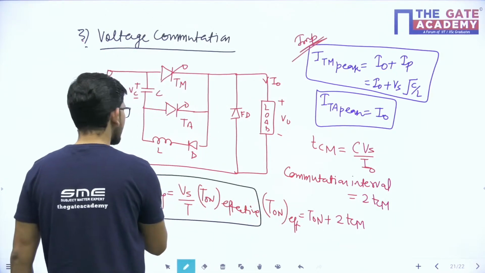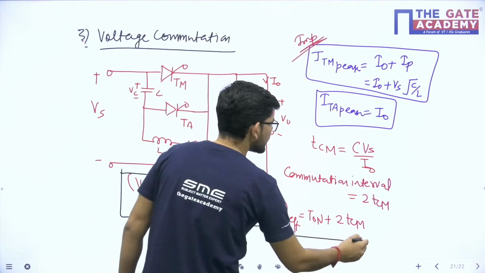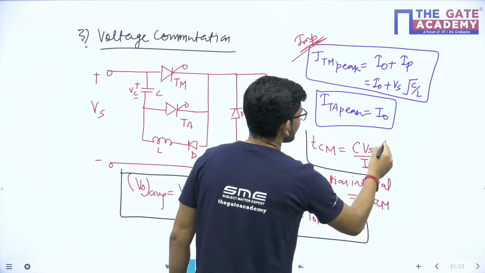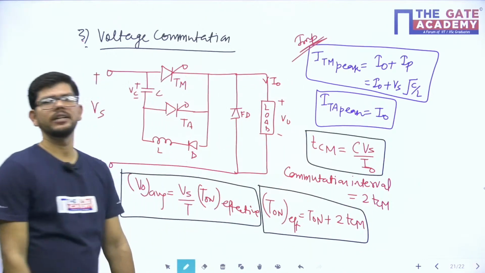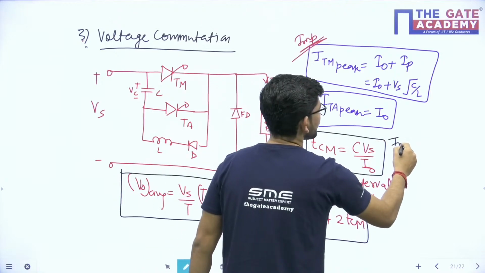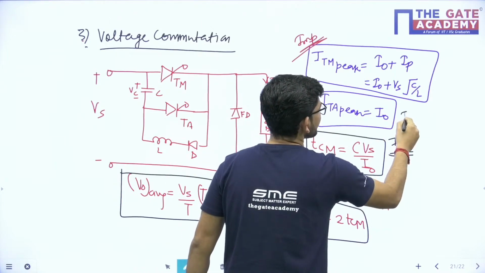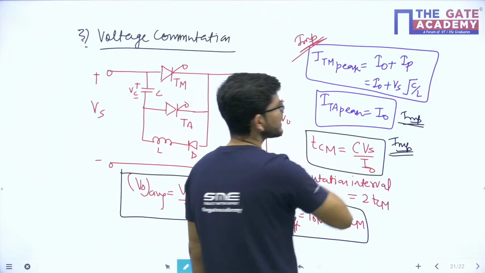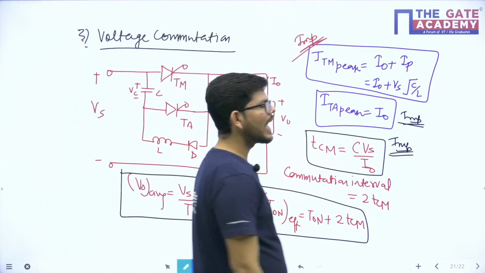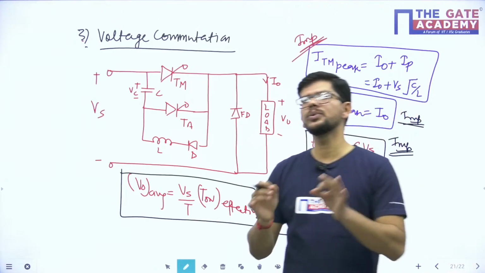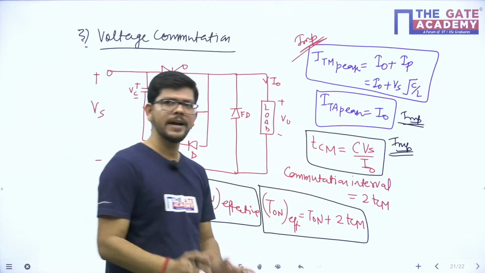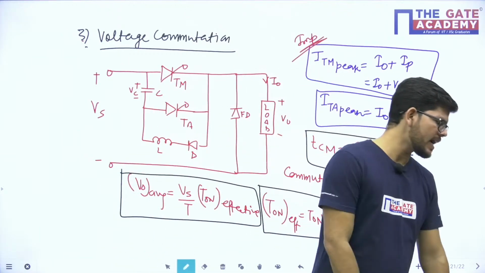So all these are the important formulas related to the commutation circuit. Out of these, I rate these particular formulas as very important. You will definitely get a question out of these formulas. You just have to remember them and you will score 1 or 2 marks, whatever the question contains. Okay, is that clear, children? Just give me a reply.